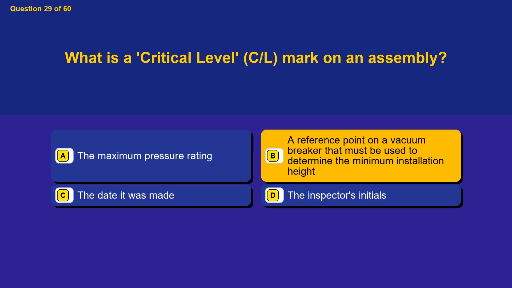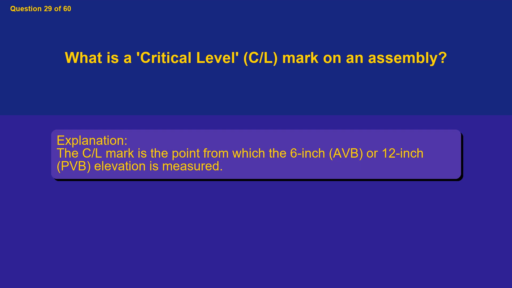The correct answer is option B, a reference point on a vacuum breaker that must be used to determine the minimum installation height. The C/L mark is the point from which the 6-inch AVB or 12-inch PVB elevation is measured.